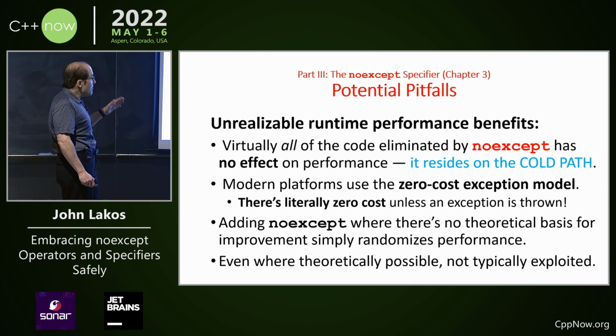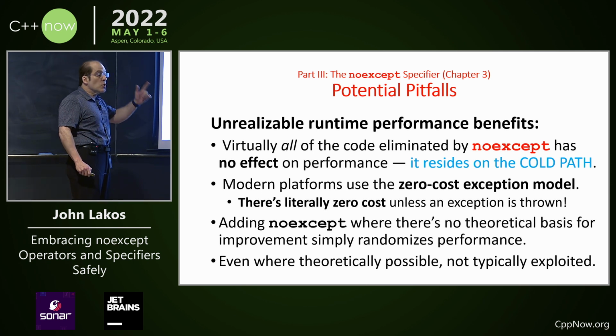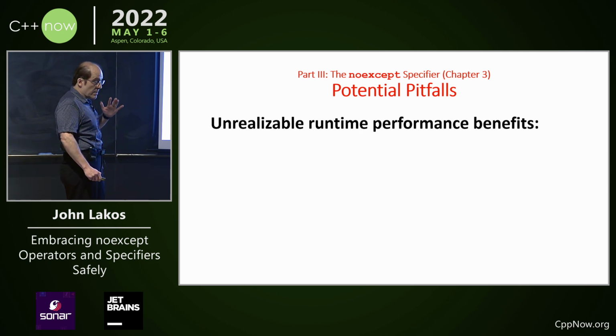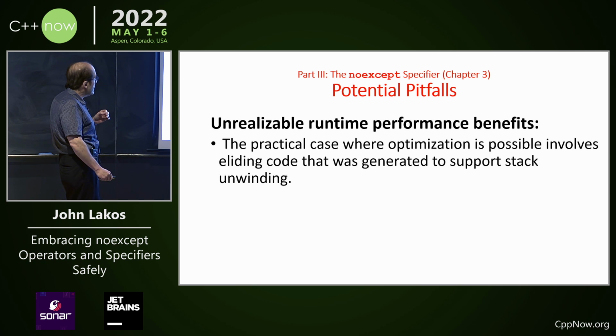So adding noexcept where there's no theoretical basis doesn't make any sense. But if there is a theoretical basis, where you could conjecture that yes, this could be faster because there are places where it could be faster, it's still really not typically exploited by compilers. So today, okay, today, what we need to do is say, well, what could we get if we really tried hard? So we did.